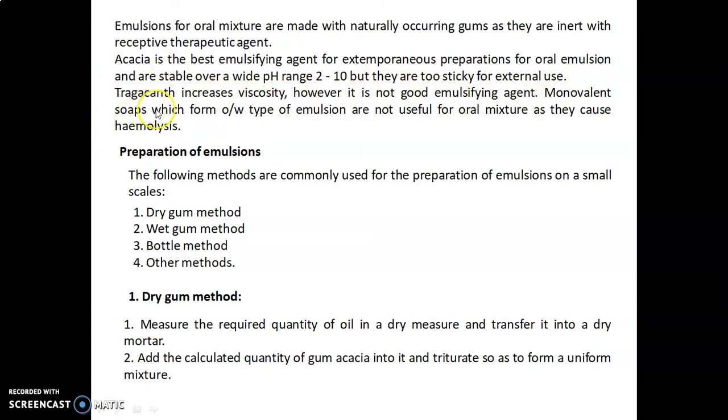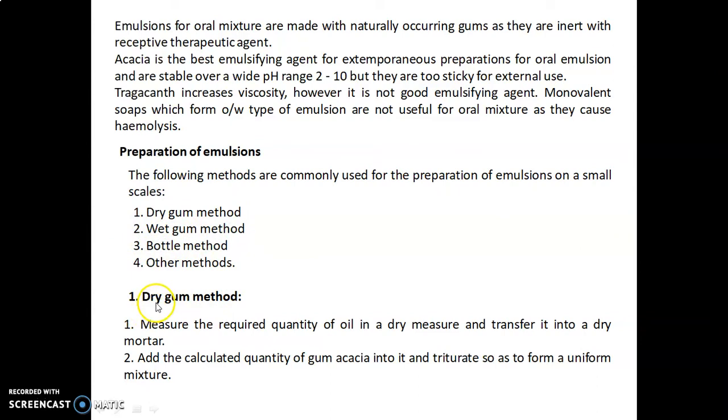The monovalent soaps form O/W, that is oil in water type of emulsion, in which oil is the internal phase while water acts as the external phase. This O/W type of emulsion is not useful for oral mixture as it causes hemolysis. Preparation of emulsions: the following methods are commonly used for the preparation of emulsions on a small scale, that is dry gum method, wet gum method, bottle method, and other methods.